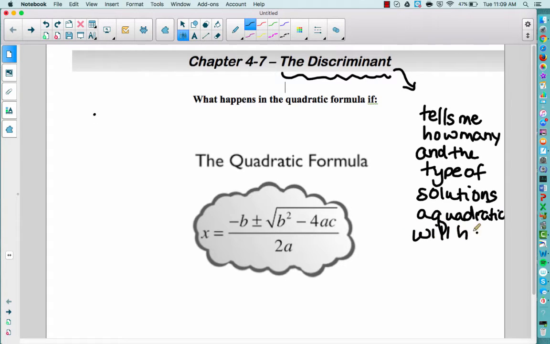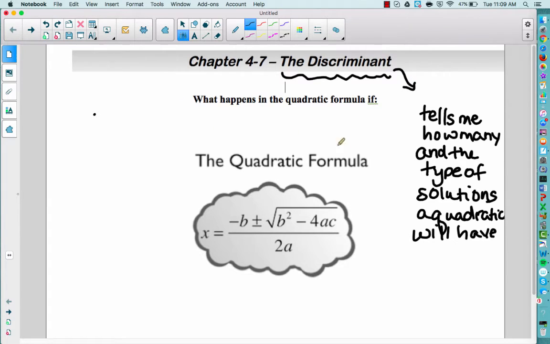So it's actually kind of nice because when they're really involved problems, I can quickly tell what this graph is doing. Is it crossing the x-axis twice? Is it only hitting the x-axis? Is it not even touching the x-axis?